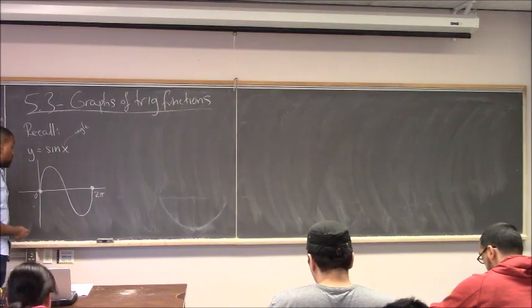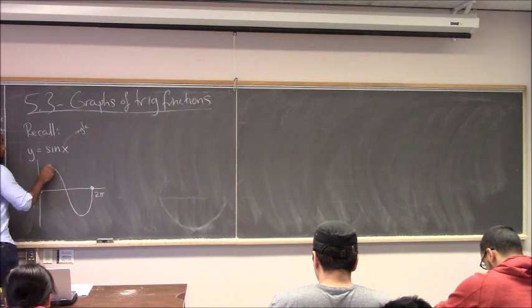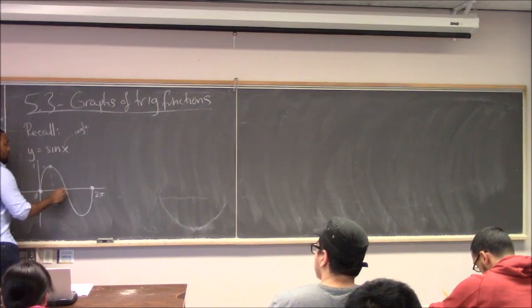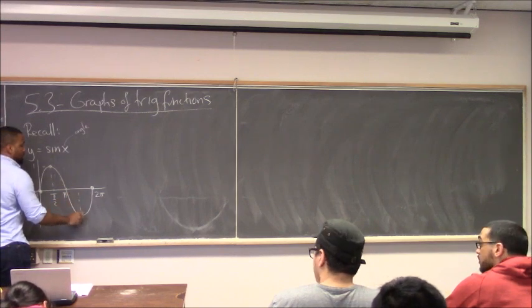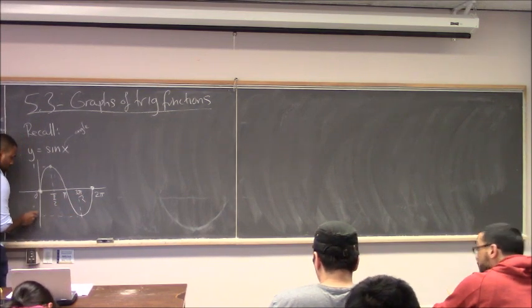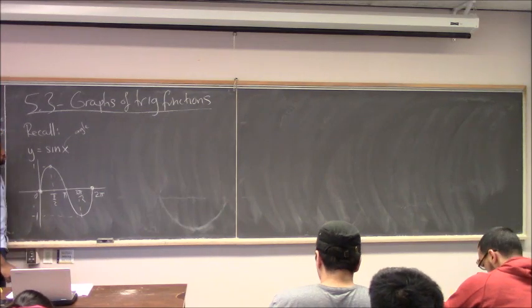That's us revolving around a full circle. It hits the peak, which is at 1. That happens at pi over 2. This hits 0 at pi, that hits -1 at 3 pi over 2, and then it hits 0 again at 2 pi.